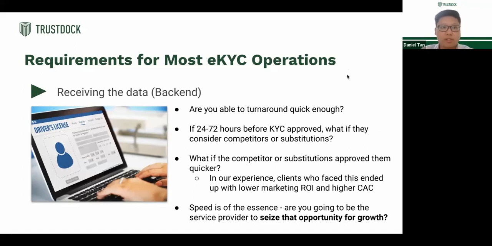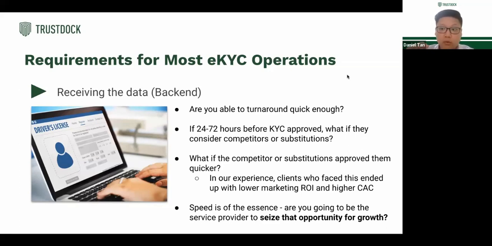Operationally, you could ask yourself this: are you going to be that service provider who is faster than everyone else on the market and quickly seize the opportunity for growth? So we have talked to several clients that speed is definitely an advantage, not specifically to make the customer happy, although that is definitely one of the perks, but for them, they use it as a competitive advantage in the business or the industry.